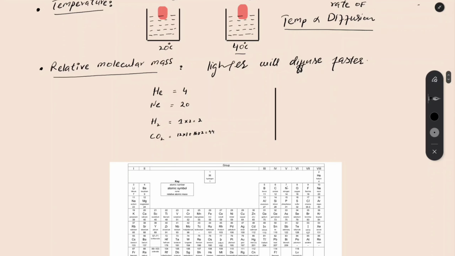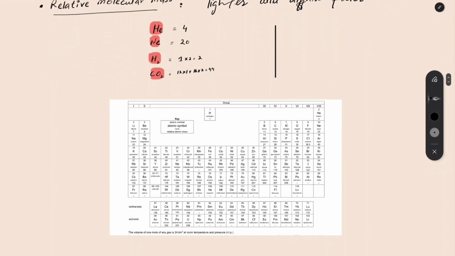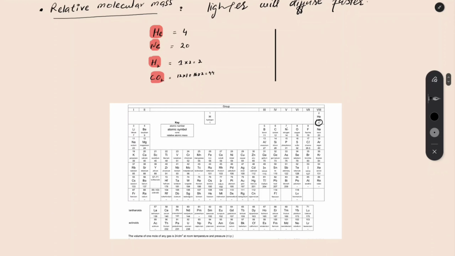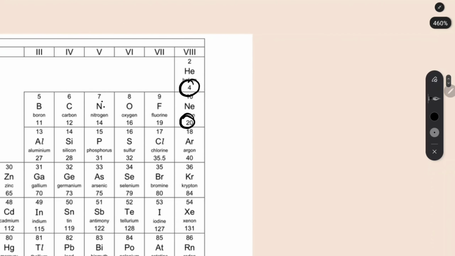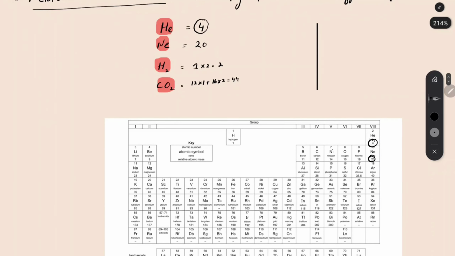So how can we find out which one is lighter, among helium, neon, hydrogen and carbon dioxide? There are these four substances. Now how can we know which one is lighter? We will go to our periodic table. Helium has atomic mass 4, right? Relative molecular mass or atomic mass. Helium, because it is made up of only one atom, we will say that its mass is 4. Neon has atomic mass 20, right? So that is why its mass is 20.